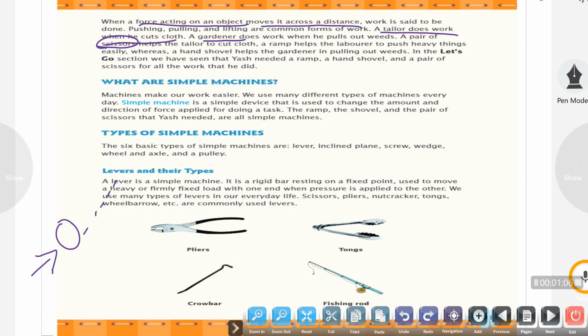Same in case of gardener. Gardener uses a shovel to pull out weeds. So shovel is a simple machine and work done is pull out of weeds. What is a simple machine? A simple machine is a simple device that is used to change the amount and direction of force applied for doing task.